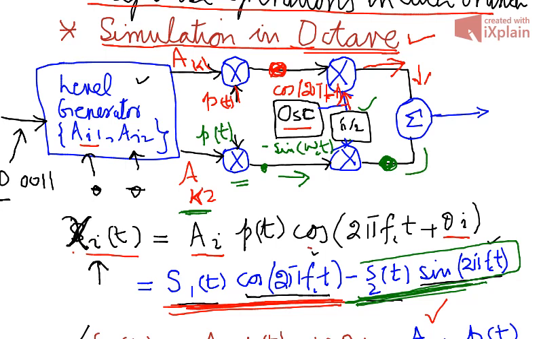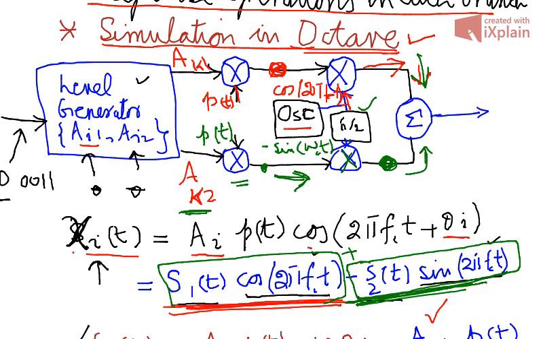So these two signals, minus S2 of t, is coming from here. Minus S2 of t, sine of 2 pi fct, the oscillator, it's the product multiplied, and then this is added up with the signal coming from this branch, which is according to this expression. You just add these two parts.